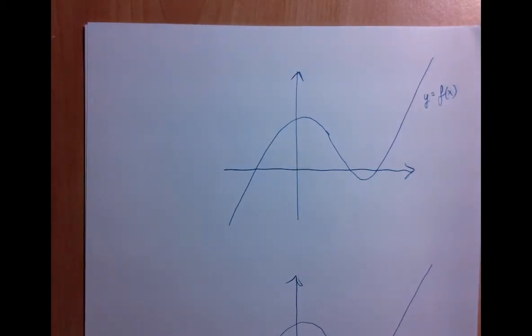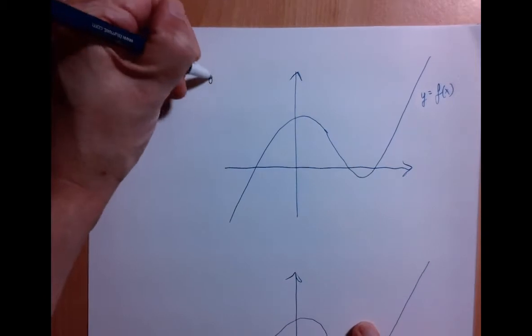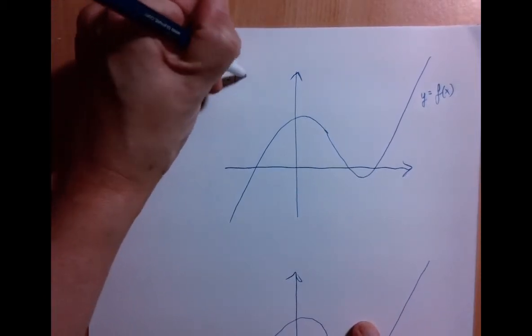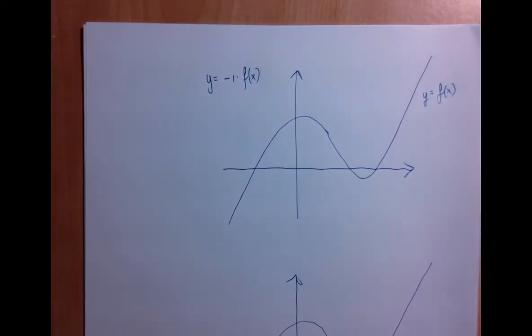So the first thing we're going to do is we're going to take the opposite. How do we take the opposite of a graph? So how would we graph y equals -1 times f of x? So that means same x but opposite y, and that's exactly what's going to happen.